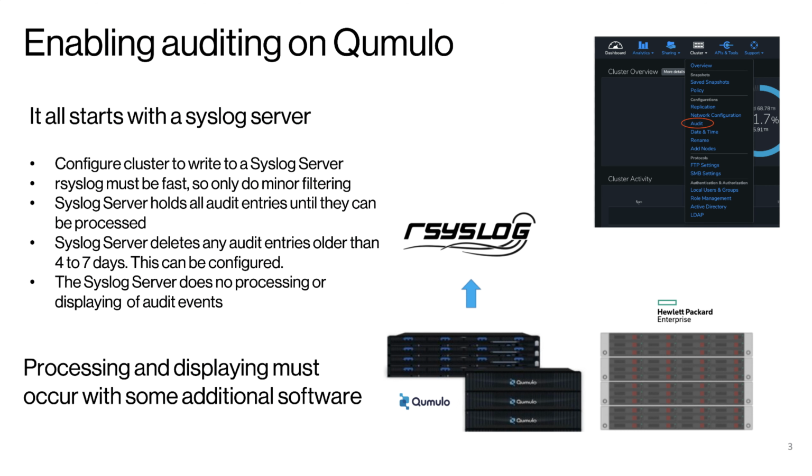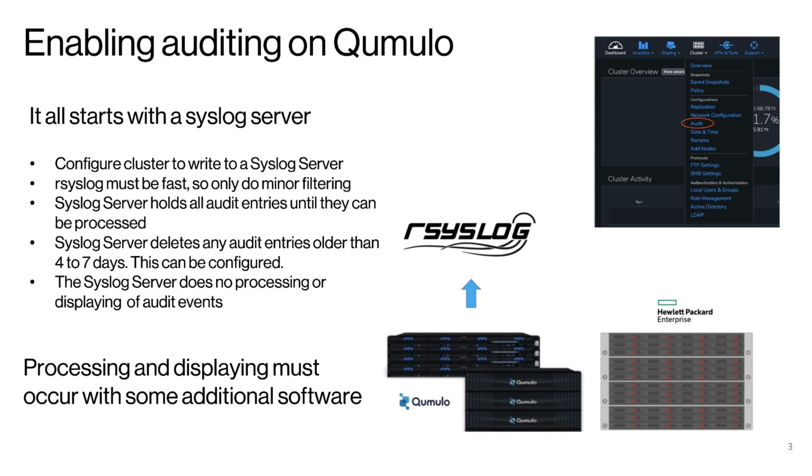Everything starts with the syslog server running the rsyslog protocol. In order to enable auditing, find the audit menu item under the cluster tab on the Cumulo UI and plug in the IP address or machine name of the syslog server. When you configure the syslog server, although you can provide filtering for audit events, you should minimize what you do so that you can quickly capture all of the audit events.